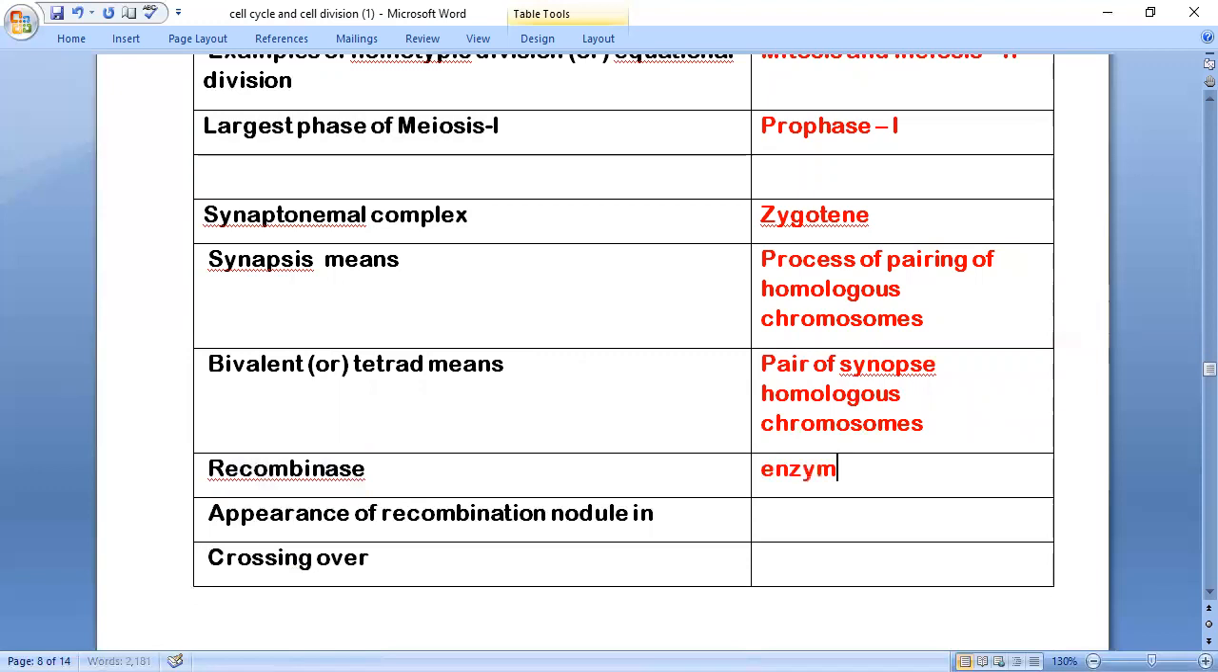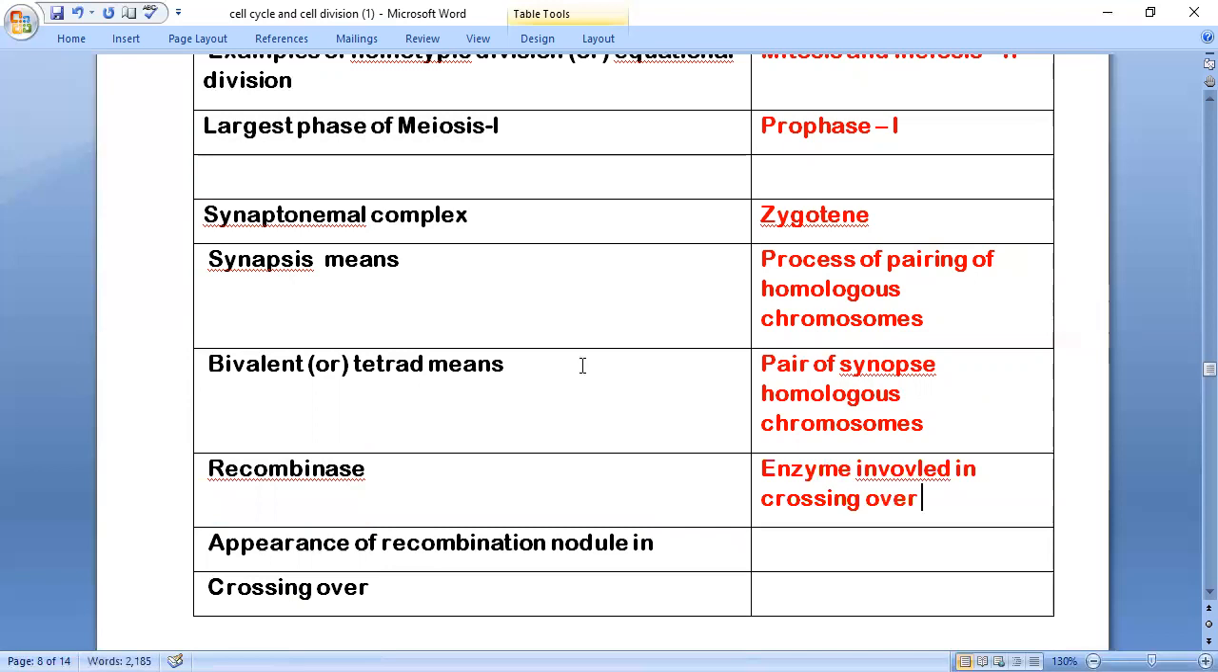Recombinase is the enzyme involved in crossing over. Recombination nodules appear in the pachytene stage, and crossing over occurs. What is crossing over?